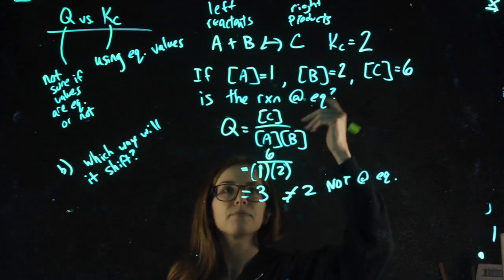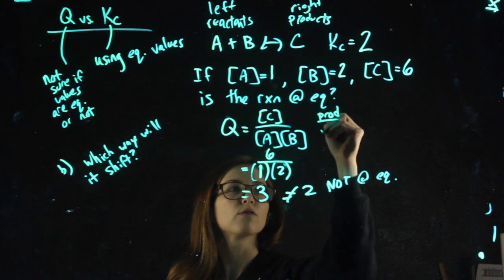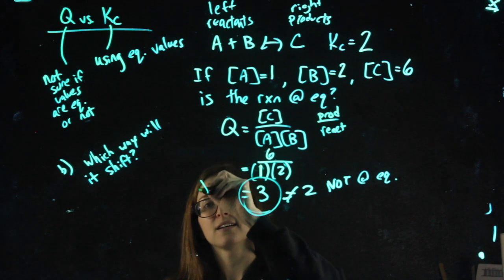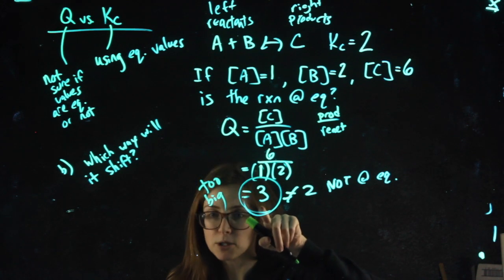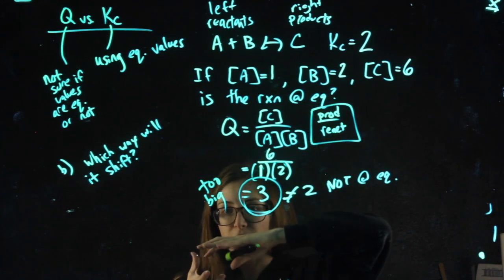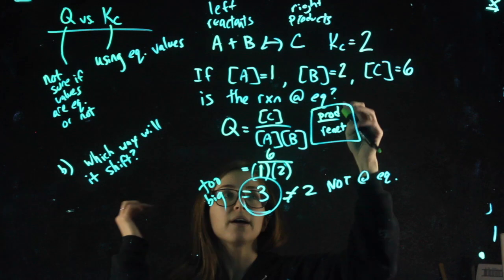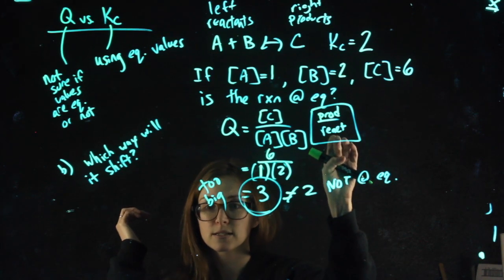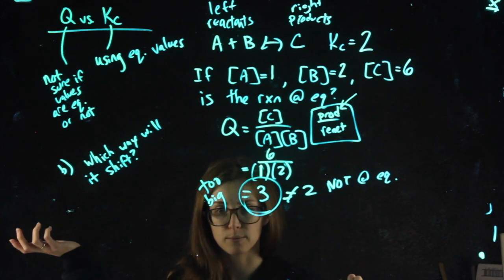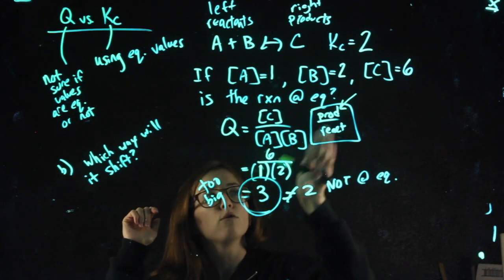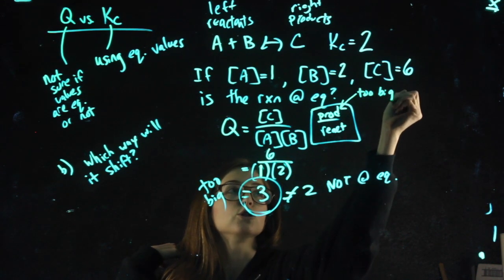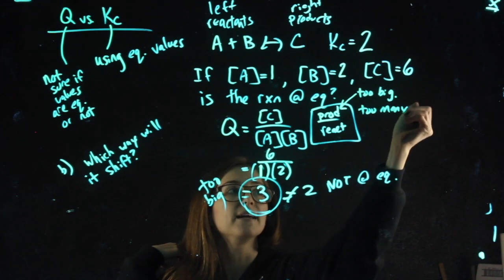So when I set this up, I set up products over reactants. And what I got is bigger than Kc. That means this number is too big. That means my products over reactants, that ratio is too big. You can think about it either in terms of the products or the reactants, but most people are more comfortable with a fraction looking at the numerator, so looking at the products. If overall this value is too big, that means overall my products are too big.